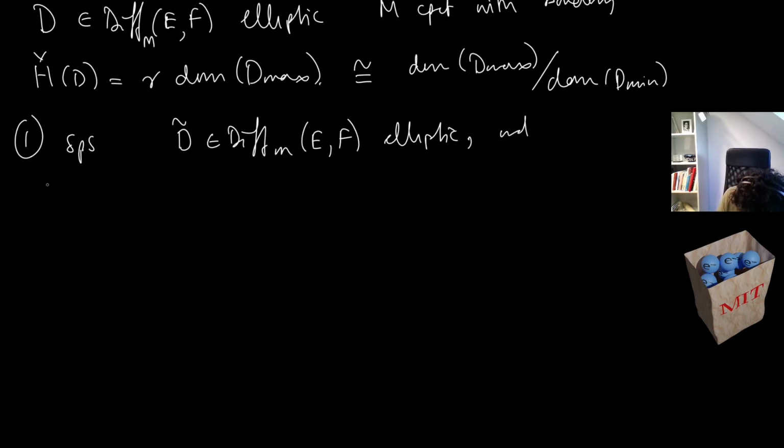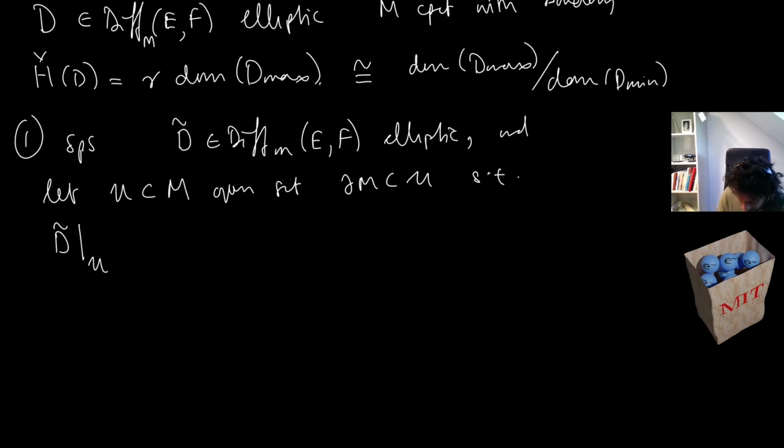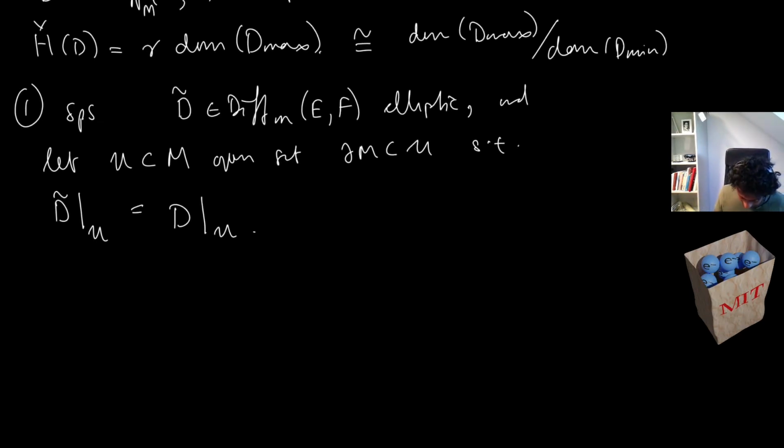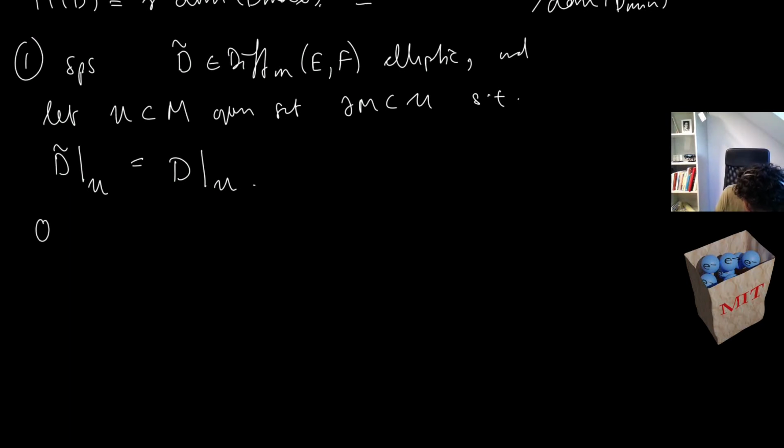And let U be a neighborhood, an open set which contains the boundary, such that D tilde restricted to this neighborhood is equal to my original operator D restricted to U. Certainly we can ask that. What this really means is that if we're looking inside some chart, everything is equal inside this neighborhood. Then the question one can ask is: is H check of D tilde equal to H check of D?